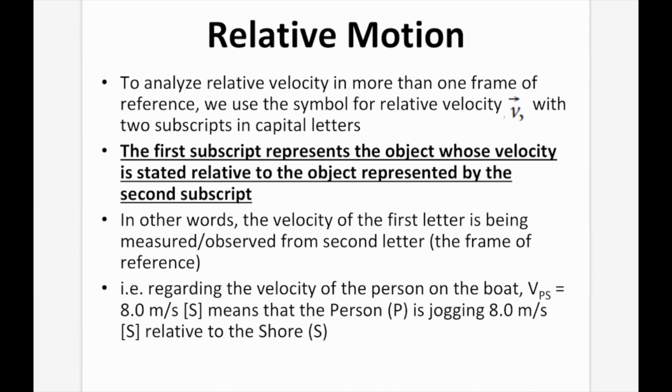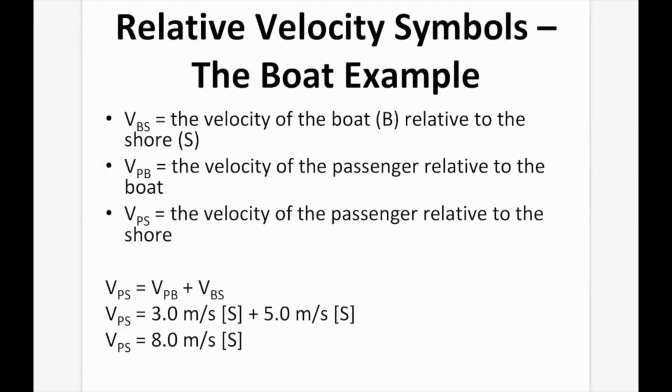So regarding the velocity of the person on the boat, the velocity is going to be measured from the reference point of the person relative to the shore. And that's what we have here, and that's going to equal 8 meters per second. This means that the person, P, is jogging at 8 meters per second south relative to the shore. And that's the VPS. So the first letter is the thing being measured, and the second letter is what it's relative to.